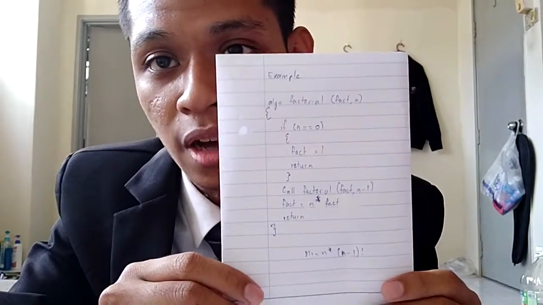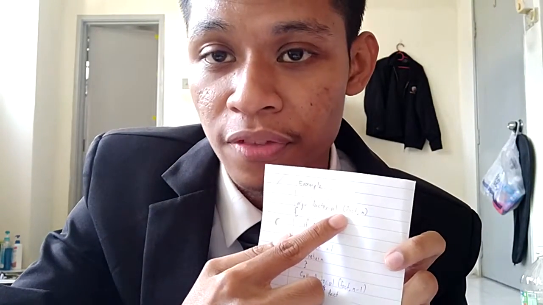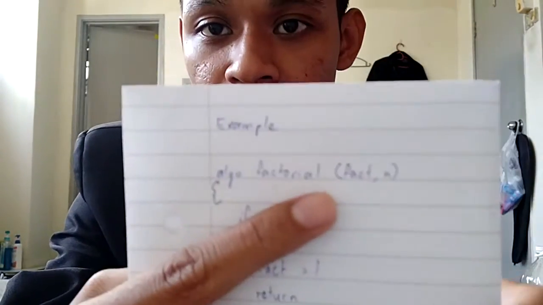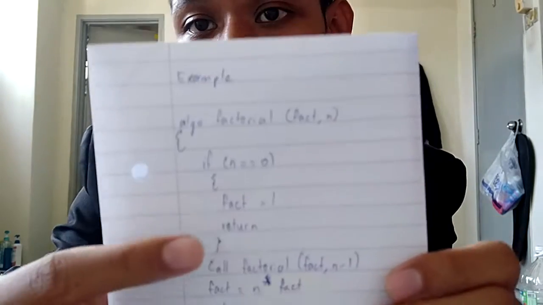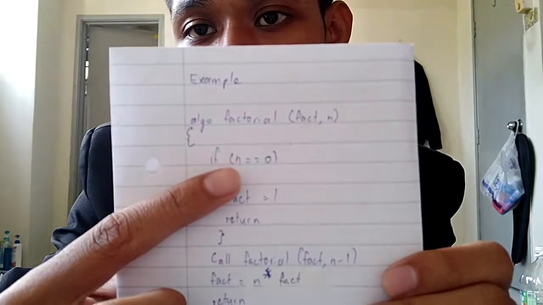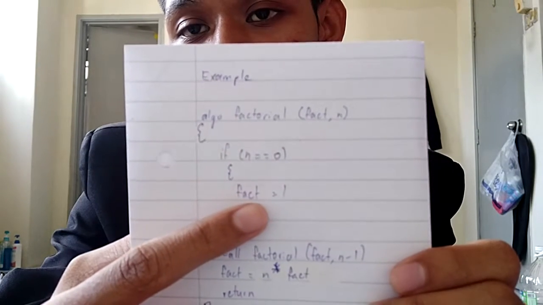As you can see, this is the example of the factorial calculation method. Okay, you can see the fact is the output and the n is the input. And if n equals 0, then the factorial is equal to 1. Everyone knows that 0 factorial is equal to 1.